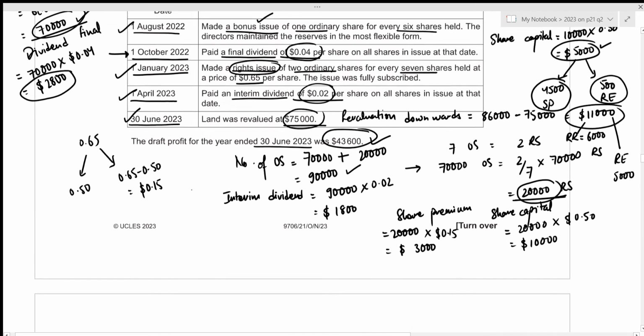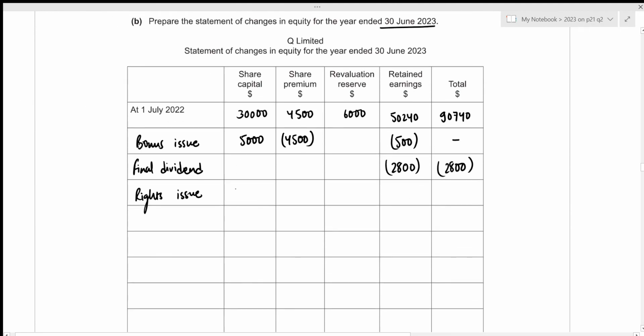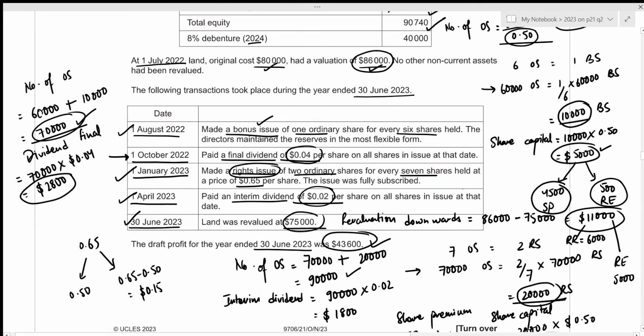Again, we have calculated everything. So for the rights issue, remember that within our share capital, we need to include 10,000, and within the share premium, we need to include 3,000. Let's write it down. So that will be 10,000 in share capital, 3,000 in share premium. So the total is just going to be 13,000. That's all for the third transaction.